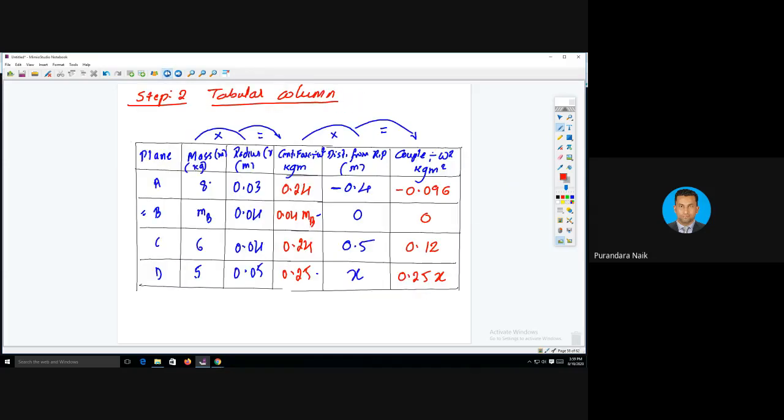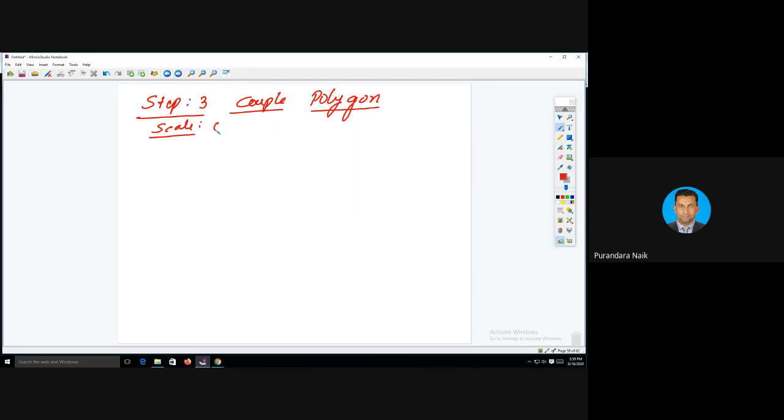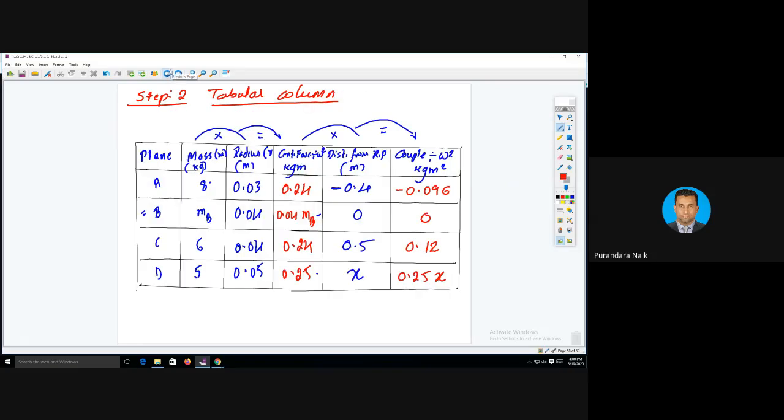Okay, you see the couple values. The maximum couple value is 0.12, so you need to take a proper scale. Let us take 0.1 kg meter square is equal to 5 centimeter. This is the proper scale because the maximum value itself is 0.12. That's why it's better to take 0.1 is equal to 5 centimeters.